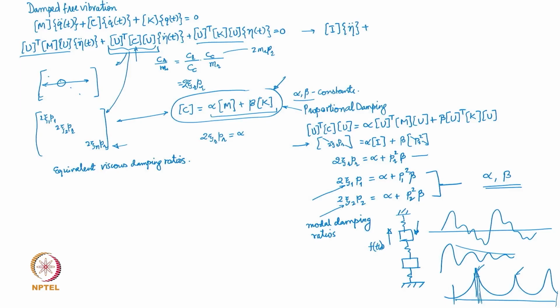The only problem is, for higher frequencies and higher modes, will these alpha and beta capture the dynamics properly, because they are based on only the first two modal damping ratios, right?